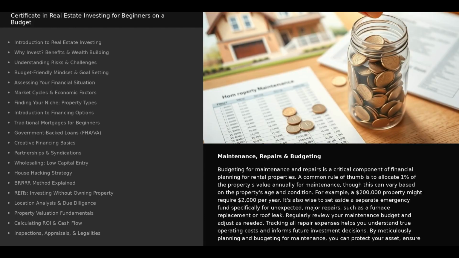Budgeting for maintenance and repairs is a critical component of financial planning for rental properties. A common rule of thumb is to allocate 1% of the property's value annually for maintenance, though this can vary based on the property's age and condition. For example, a $200,000 property might require $2,000 per year. It's also wise to set aside a separate emergency fund specifically for unexpected major repairs, such as a furnace replacement or roof leak. Regularly review your maintenance budget and adjust as needed.